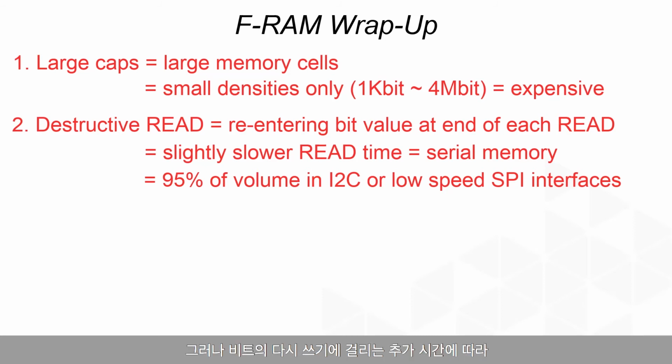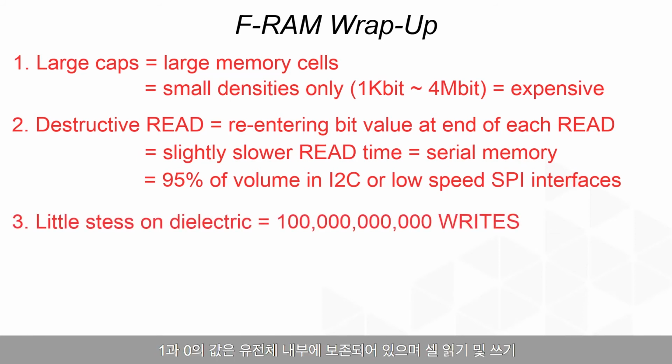However, that extra time to rewrite the bit makes FRAM slower than other memory types, and that is why FRAM is sold primarily as an I2C or low-speed SPI serial memory, where the memory read and write speeds are just not that important.